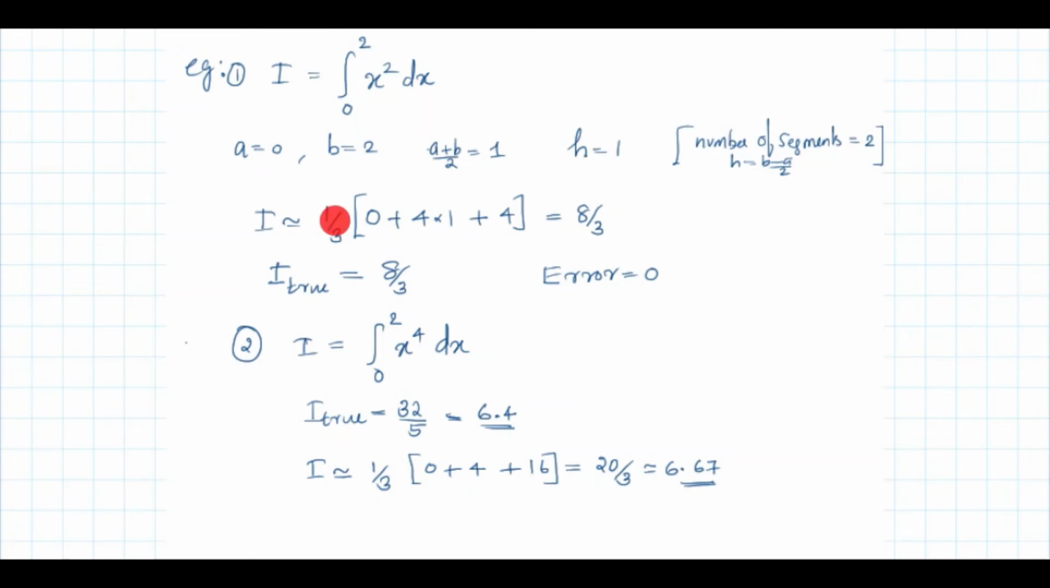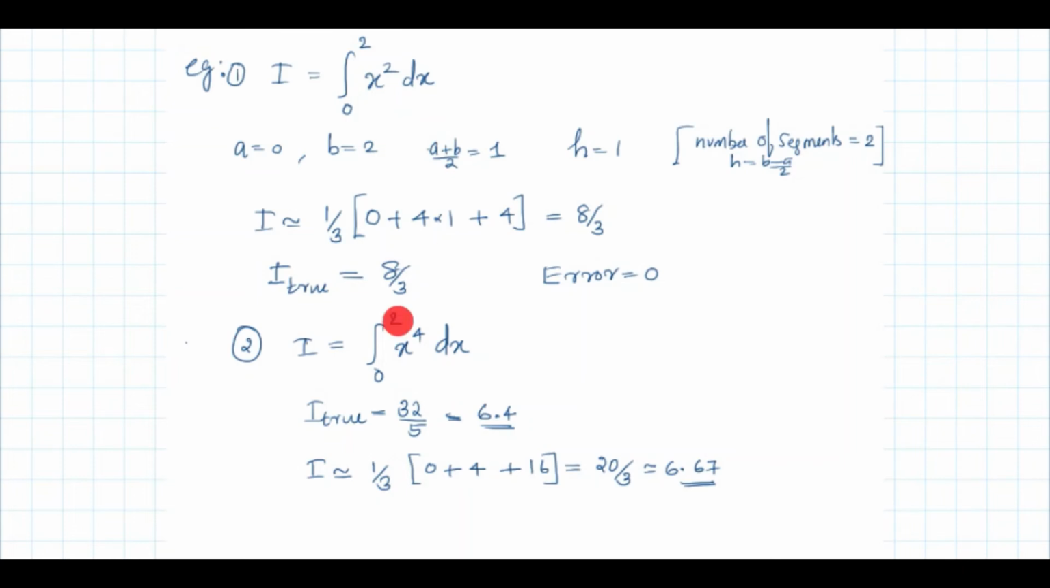I is h by 3, the actual equation is h by 3, h is here 1, into f of a, which is 0 square, 0, plus 4 into f of (a plus b) by 2, so it is f of 1, 4 into 1, plus f of b. b is 2, so f of b is 2 square, 4. Answer is 8 by 3. True value is also 8 by 3, so error is 0. Why? Because the original function is quadratic and we are approximating the function with a quadratic polynomial, so both will give you the same result.